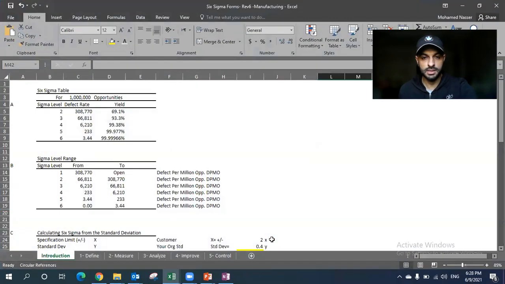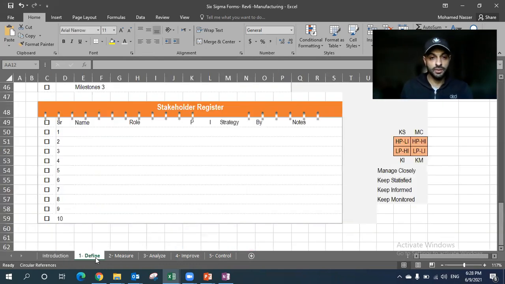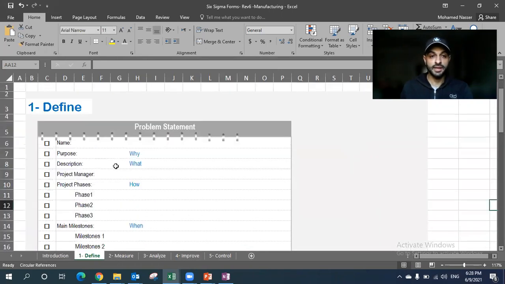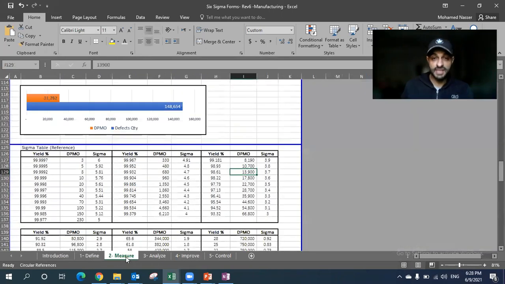Moving now to the Six Sigma template. Here we go. In the Six Sigma template, we have the introduction, which contains the main data you need to know about Six Sigma. What are the levels of Six Sigma? What is the range of each Sigma level? So that you have it in your background, you have the reference data. You can use it as a reference. Okay. And then here the Define, where you create the charter, the problem statement, and the stakeholders.